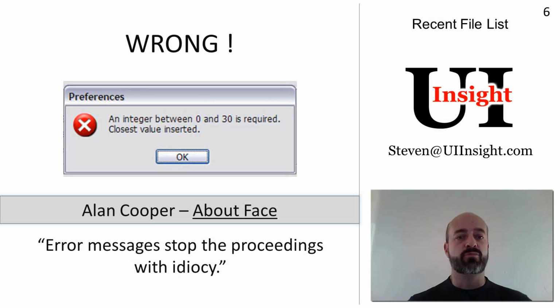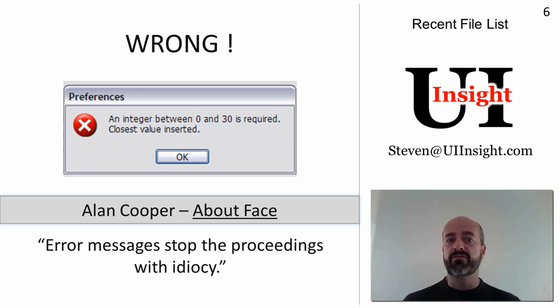Now, Alan Cooper in About Face, great book, highly recommend it, says error messages stop the proceedings with idiocy. And this is idiocy because in that dialog, when I typed in, it said 10 and I typed in 99, there was no indication there that 99 was invalid. And that's really the problem.